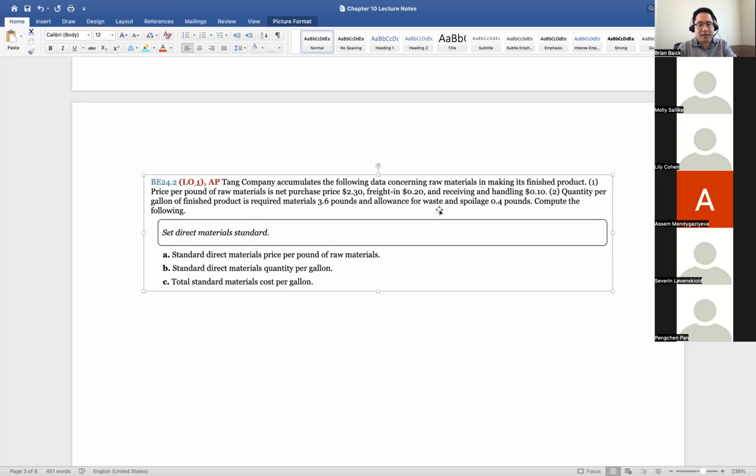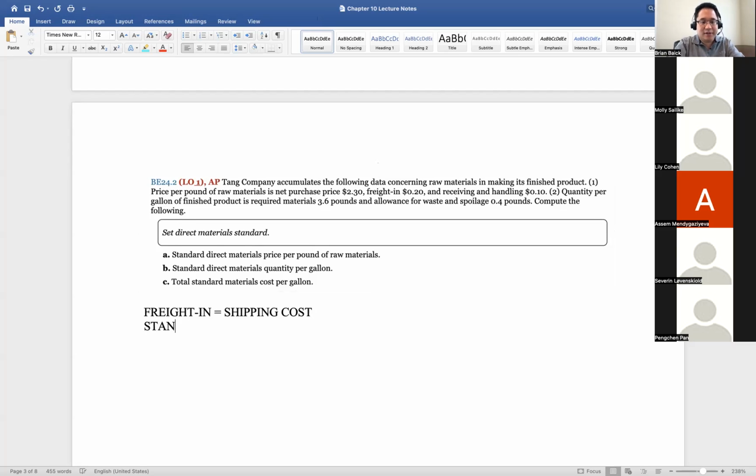Compute the following. Just remember a couple things. Freight in means shipping cost. Also, it has the word standard, right? In A and B. Standard means what you are supposed to have or supposed to use. Okay, so let's take a look at this question here.